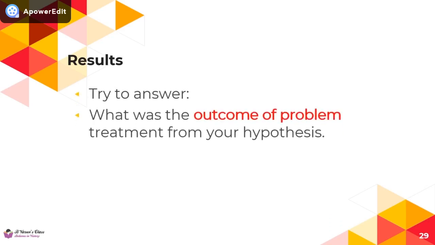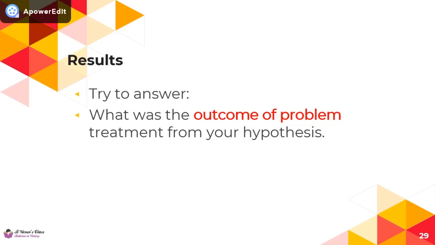Next point is the results. Results can be completed by answering this question: what was the outcome of problem treatment from your hypothesis? This section provides the evidence that leads to the answers of the study to the question you posed. The reader should be guided to these findings by using the text of the results along with the tables and illustrations.